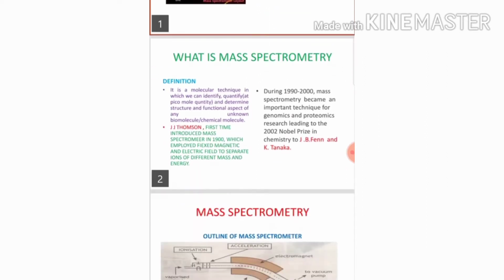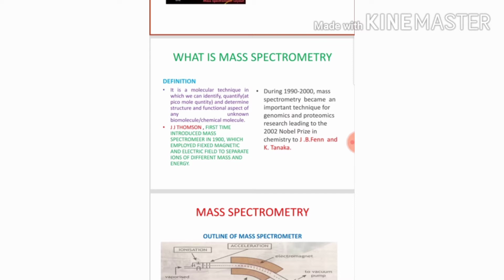Mass spectroscopy is a technique for identification, quantification at a picomole quantity, and determination of the structure and functional aspects of any unknown biomolecules. It can be a protein, it can be DNA, or it can be any chemical structure or chemical molecules.